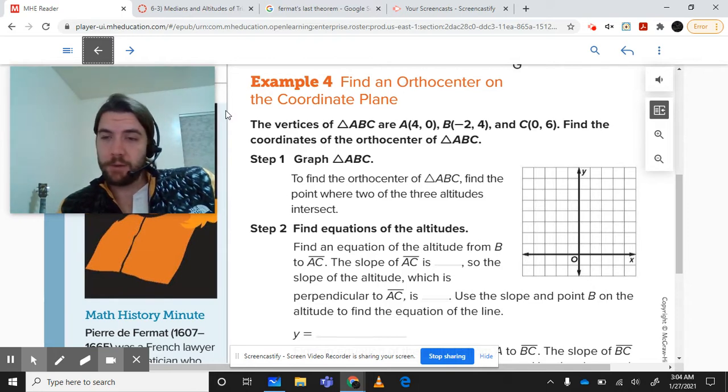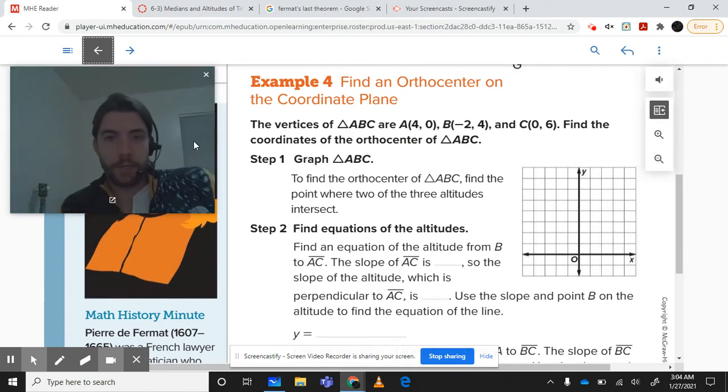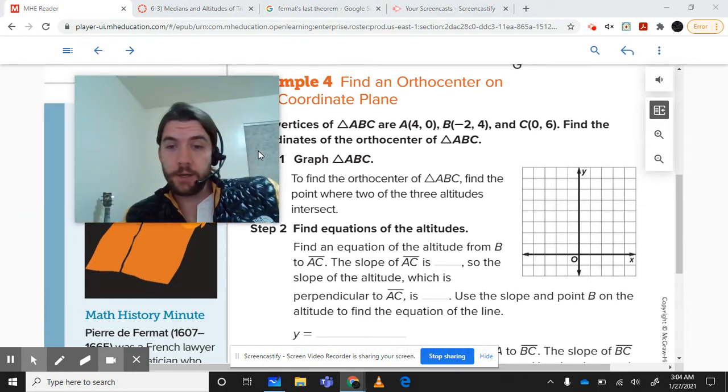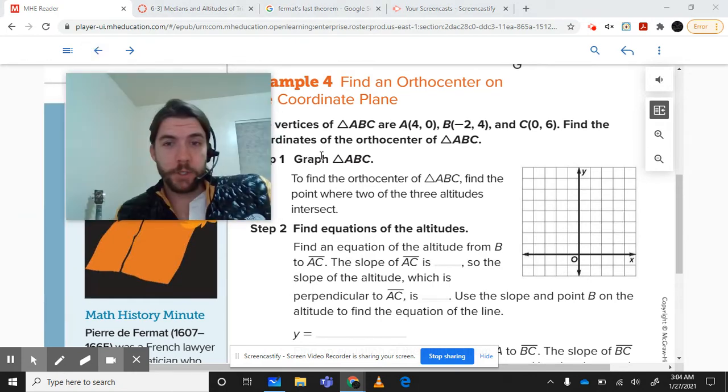So I will ask around in the math department. I will see if there's anybody wiser than me who knows a good answer to that. Why do we want to know about these orthocenters? For me, I don't know why. So I'm going to skip this example. It's a little long and a bit difficult anyways.